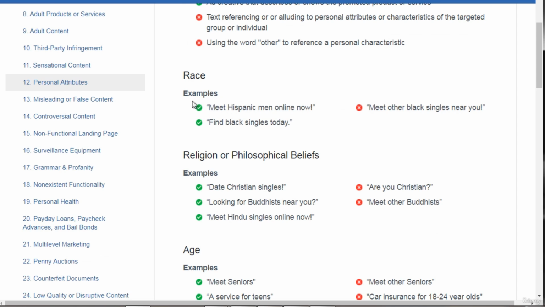So for example, race, you can say, meet Hispanic men online now, or find Black singles today. Because what this does is it doesn't assert or imply that you are that race. So for example, it says, meet other certain race singles near you. So what this implies is that you are Black because it says the other. So you can't say meet other whatever race singles near you because it implies that race.